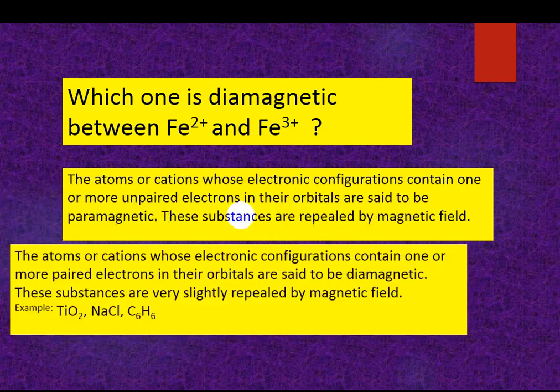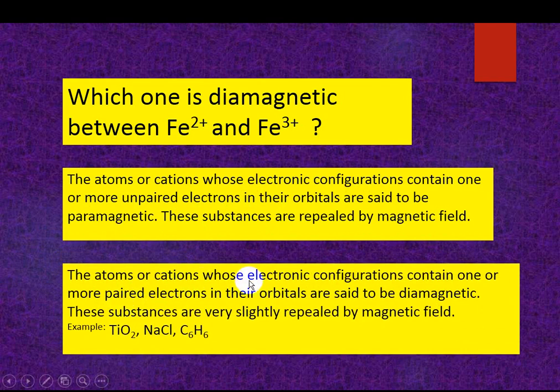Now, here is the diamagnetic substance. An atom or cation whose electronic configuration contains paired electrons in its orbitals is called diamagnetic. These substances are very slightly repelled by the magnetic field. Titanium oxide and sodium chloride have paired electrons in their orbitals, so they are diamagnetic. Those which contain unpaired electrons are paramagnetic. Paramagnetic substances contain unpaired electrons in their orbitals; diamagnetic substances contain paired electrons.